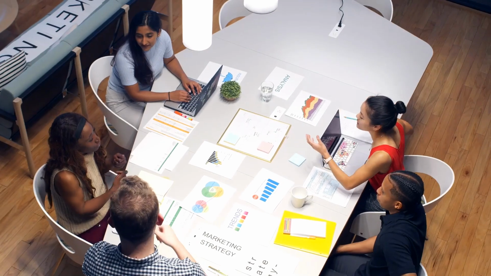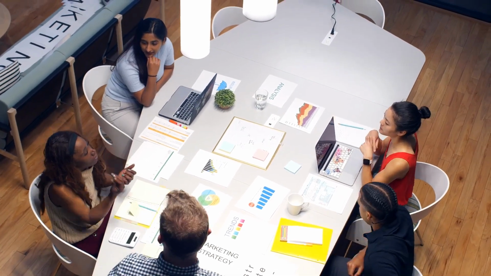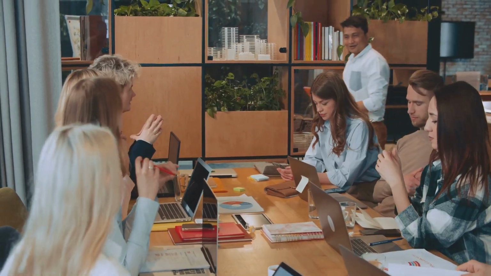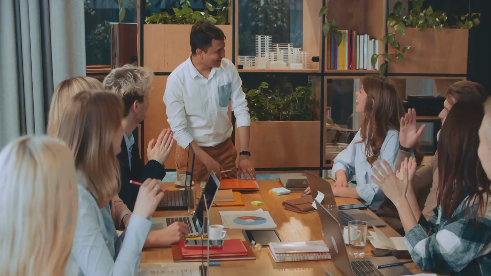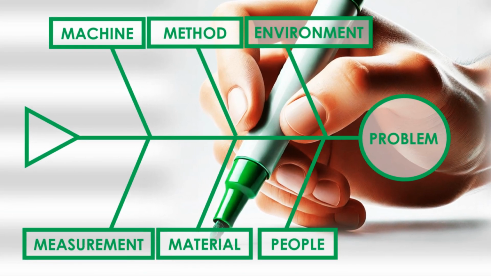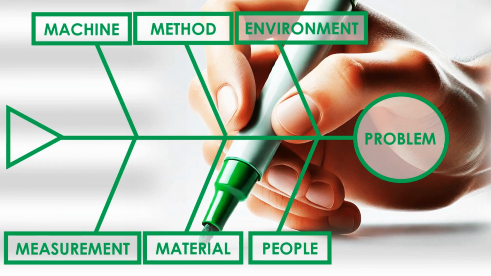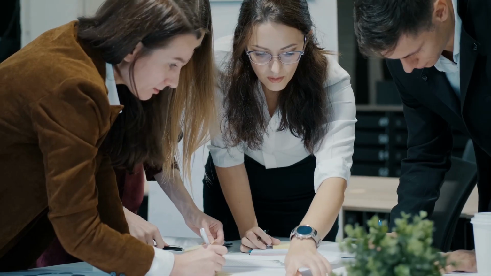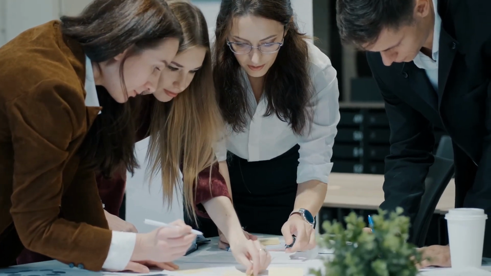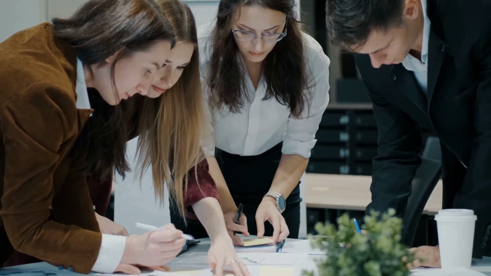The Fishbone Diagram, also known as the Ishikawa Diagram, is another powerful RCA tool. It helps you visually organize potential causes of a problem into categories. Here's how to create one. Identify the problem. Write it at the head of the fish. Draw major cause categories. Common categories include people, processes, equipment, materials, environment, and management.